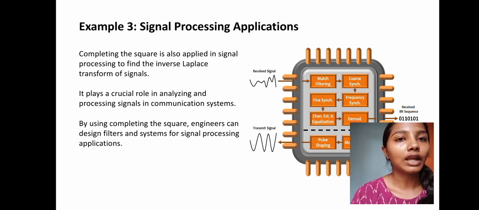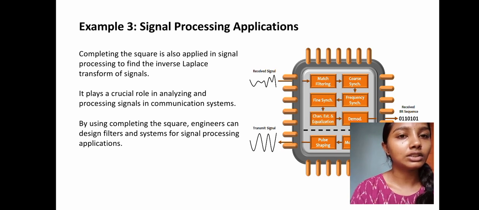Signal processing applications. Completing the square is also applied in signal processing to find the inverse Laplace transform of signals. It plays a crucial role in analyzing and processing signals in communication systems. By using completing the square, engineers can design filters and systems for signal processing applications.